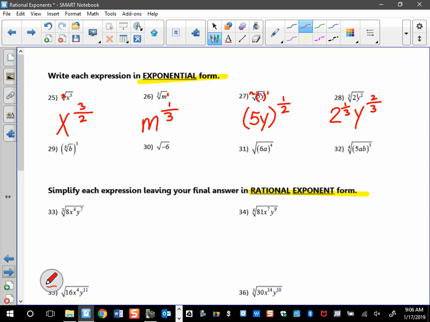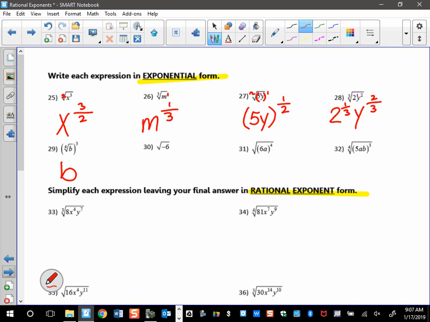You could check cube root of 2. 2 to the 1/3. It doesn't change. So we would leave it. So, and I'll just leave these with you so we can finish faster. For 29.